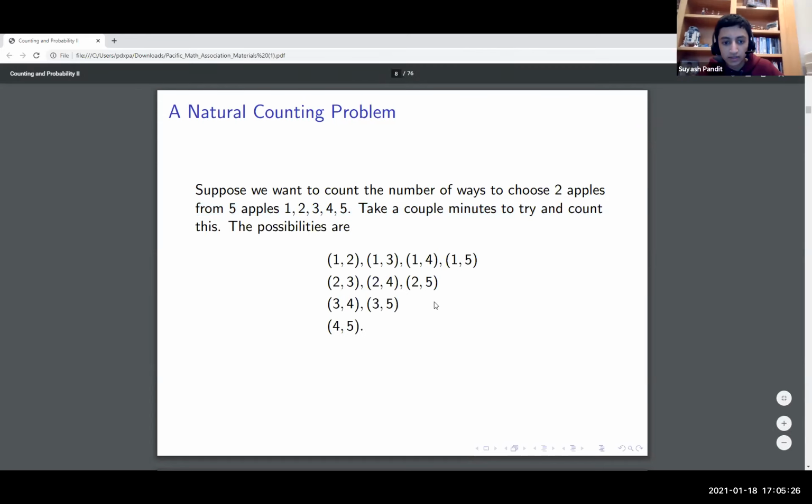So these are our possibilities. 1, 2, 1, 3, 1, 4, 1, 5. We don't do 2, 1 because that's already 1, 2, same thing. We have 2, 3, 2, 4, 2, 5, then 3, 4, 3, 5, and 4, 5. That's a total of 10.